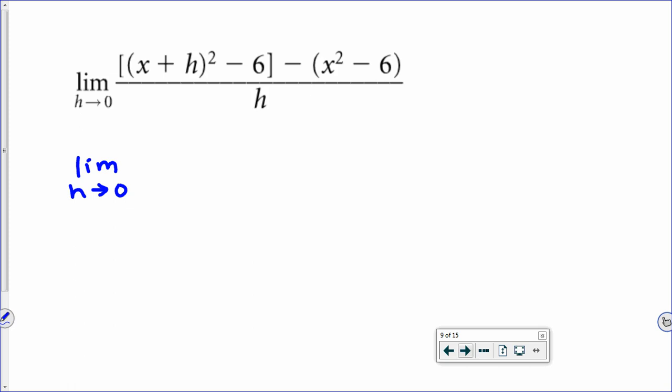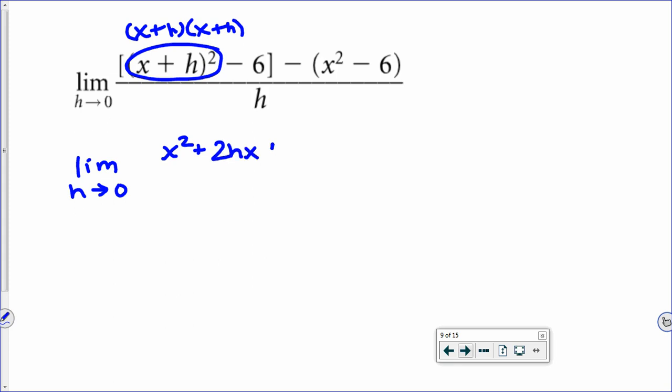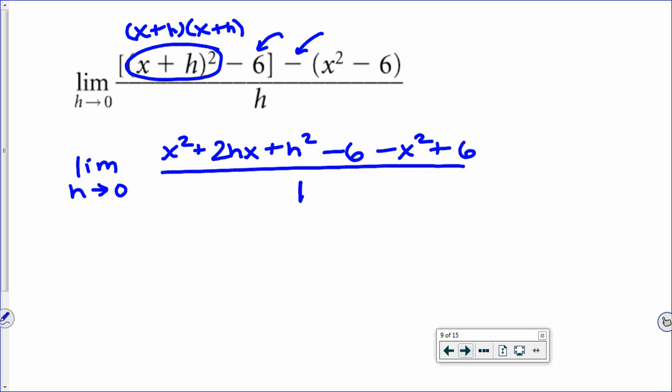So limit as h goes to 0, that stays there. Expand the top. I see x plus h to the second power, which means x plus h times another quantity x plus h. Therefore, it's like FOIL. All right, and that's going to give us x squared plus hx plus xh, which is 2 of the same thing, so 2hx from the middle 2 terms, and then plus h squared. Then I see this minus 6, and then I have to distribute this minus sign, so minus x squared and plus 6. And so there it is, a little bit worse before it gets better.